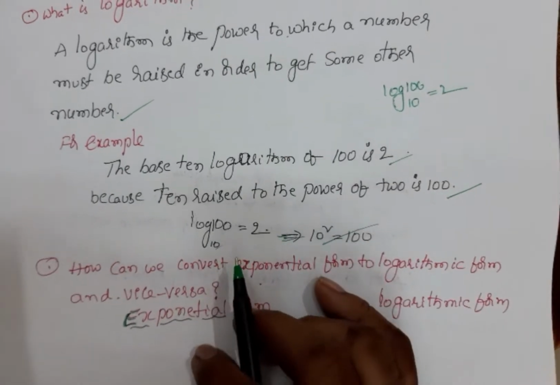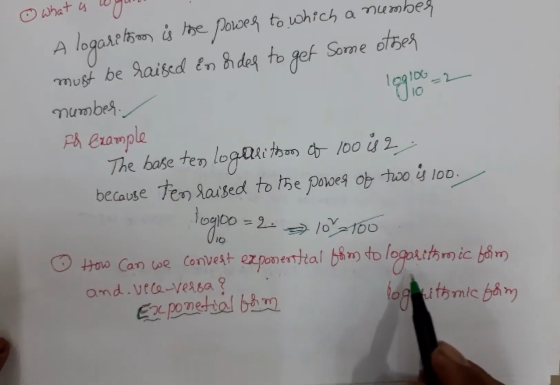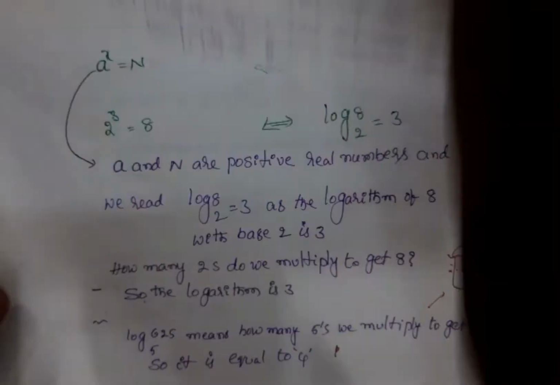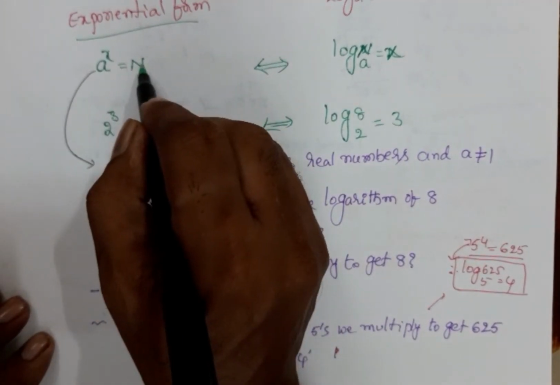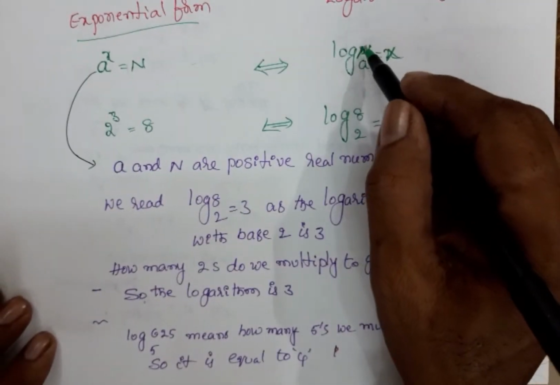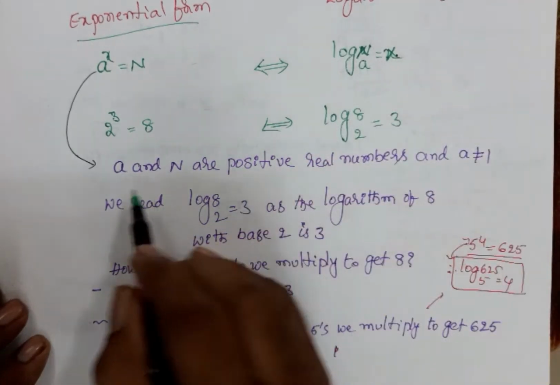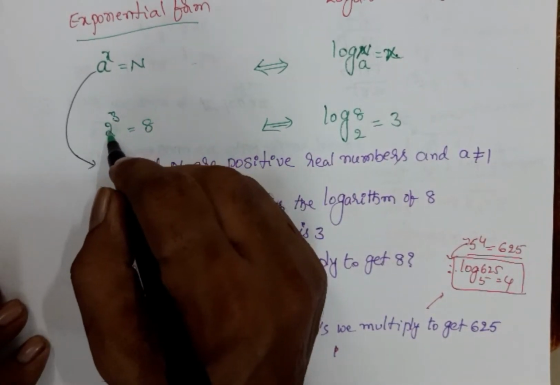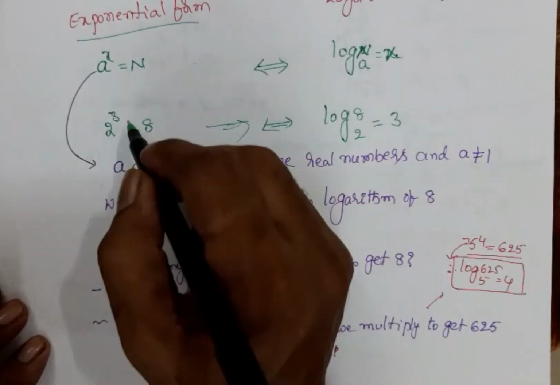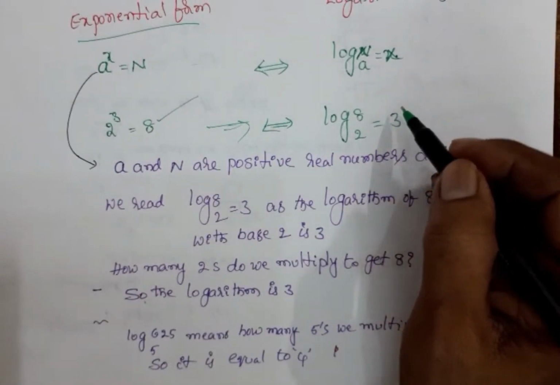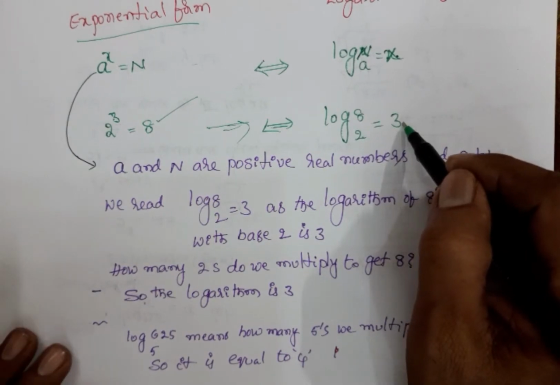How can we convert exponential form to logarithm form and vice versa? Exponential form: a to the power of x equals n. Converting into logarithm form: log n base a equals x. See, 2 cube equals 8 is the exponential form. The logarithm form is log 8 base 2 equals 3.